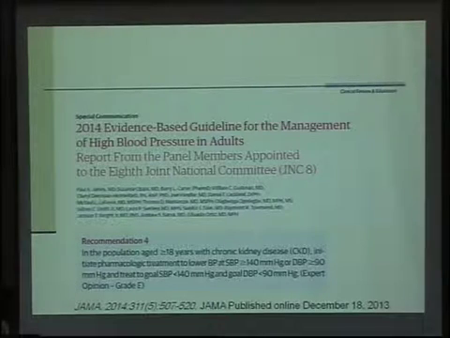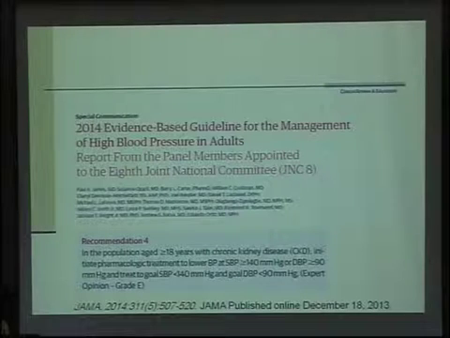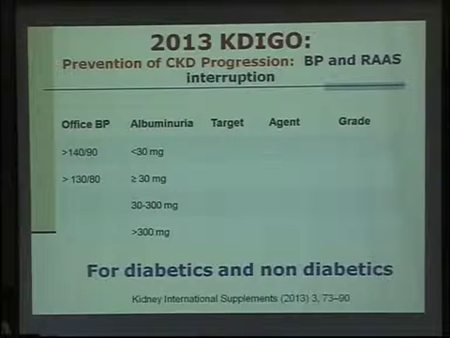Above 60, 150 over 90, it's okay. Below this age, in adults above 18 years, 140 over 90 is okay. It's okay to go to these values. Then, if you are dealing with a patient with chronic kidney disease and not the general population, I put here the blood pressure and the degree of albuminuria.